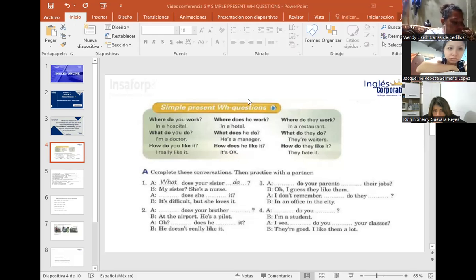Entonces, vamos a hacer lo siguiente. Usted va a leer esta conversation here. You'll read the following conversation and complete the conversations with the missing word. Usted va a agregar ya sea what, where, and how. Como los ejemplos que hemos visto acá.